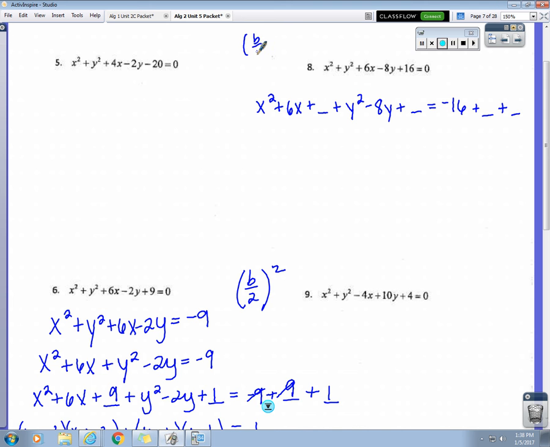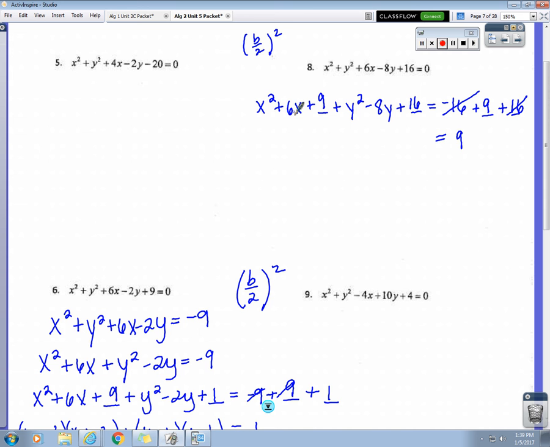And that's b over 2 squared. What is the b of this one? 6 divided by 2. 3 squared is 9. What is the b value of the y's? Negative 8 divided by 2. Negative 4. Negative 4 squared is 16. Those two cancel each other out, leaving 9.